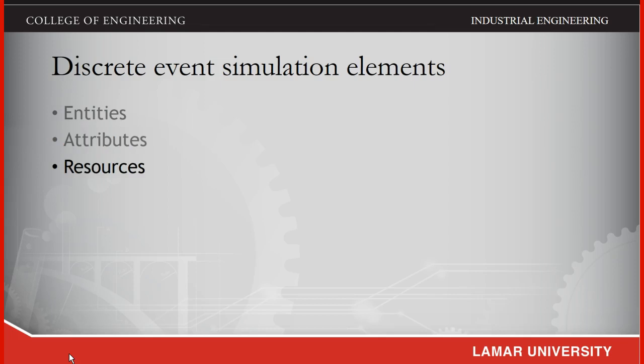Resources are elements that are needed in order to have a transformation. The particular relation of resources in the system is that there is a limited amount of resources, and therefore as the entities go being transformed in the system or processed by the system, they may need some resources at some points, and because there is a limited amount of resources, the entities would have to wait their turn to grab the resource that is needed in order to complete the process.